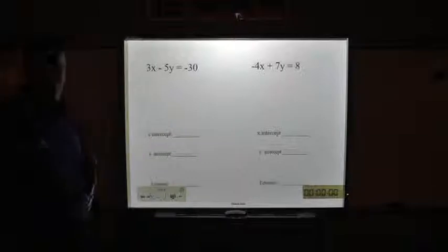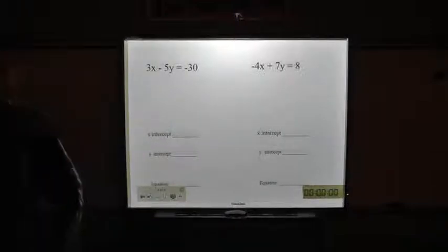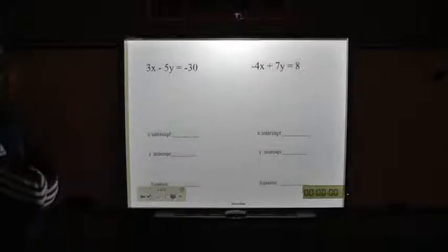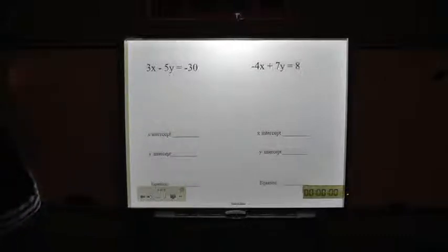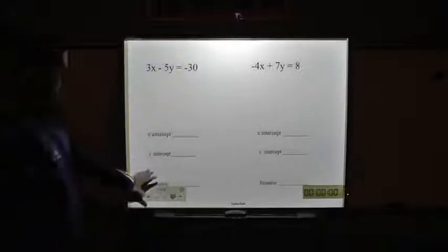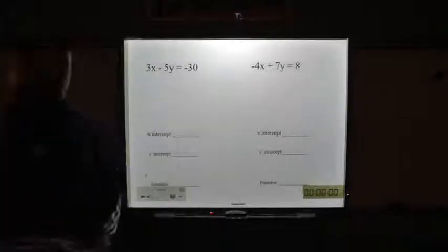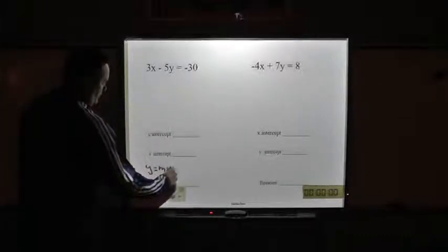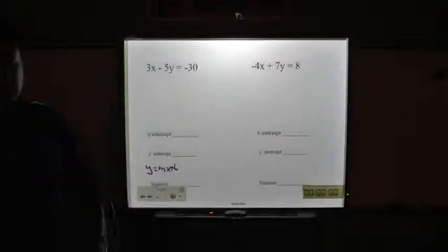I want to take a look at these two. These are probably the toughest things you got to do today. In this problem, given the equation in standard form, you're going to find the x and y intercepts, but then it also asks you to write the equation. Now, for us, when we talk about writing the equation, it's always going to be in slope-intercept form. So write that above in your notes. So you've got that up there.